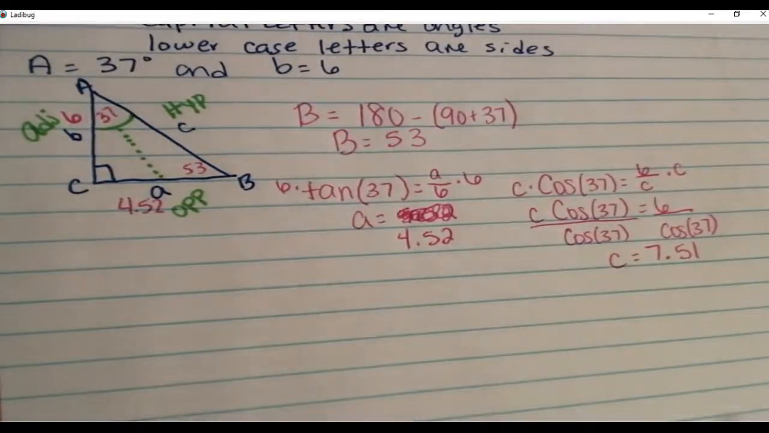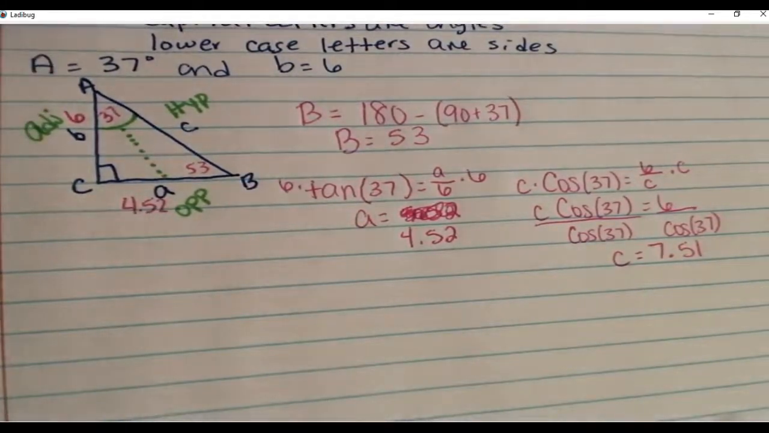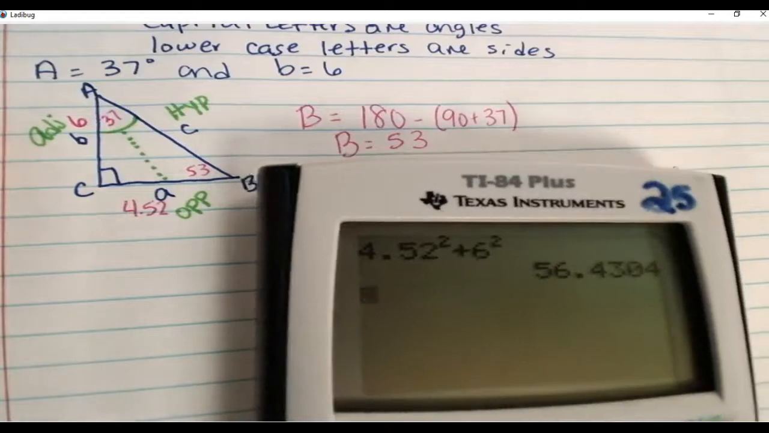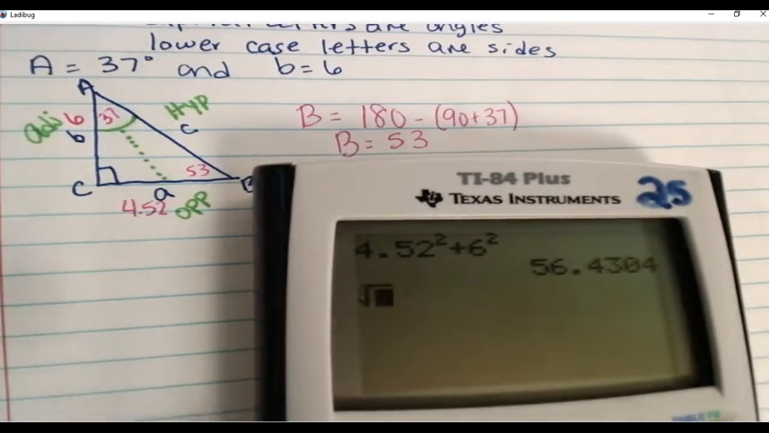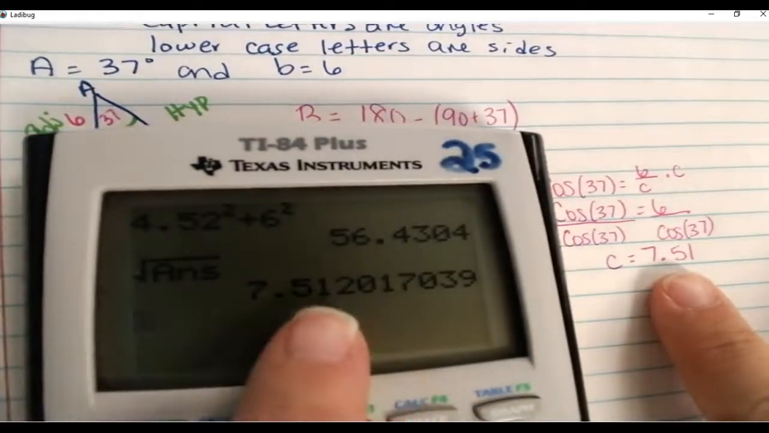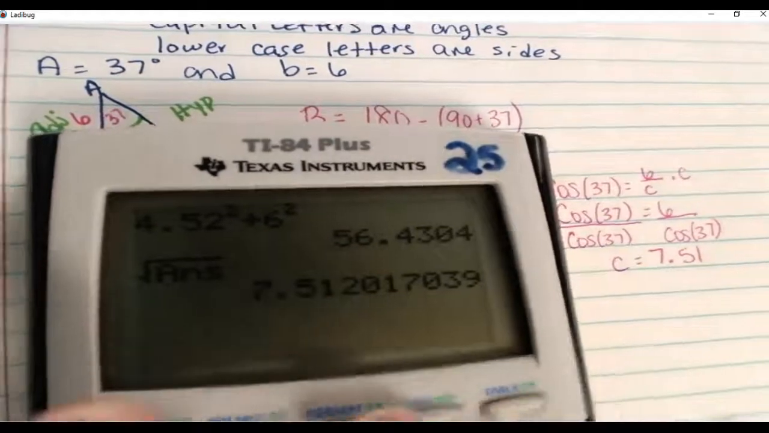Is there another way I could have found C? Good. We also could have done Pythagorean theorem. If we did Pythagorean theorem, we would say 4.52 squared plus 6 squared. Then if we do square root of that, we get 7.51, which is the same thing that we got when we did trig. So either way, you get the same answer.